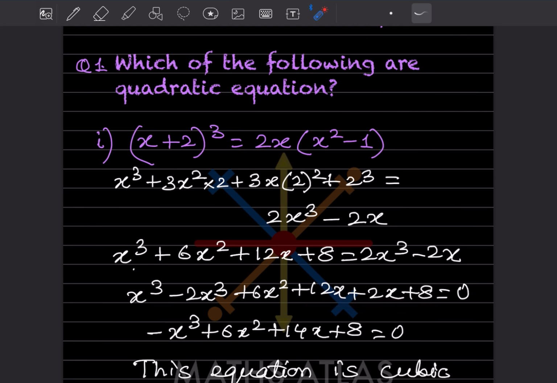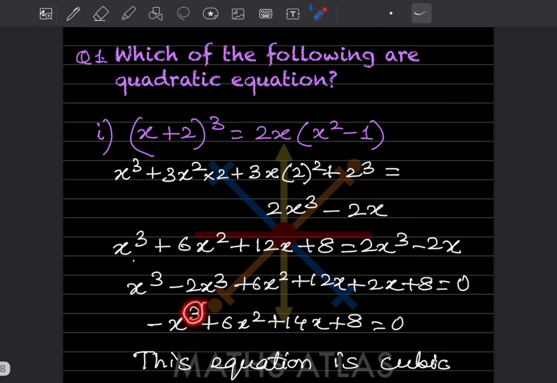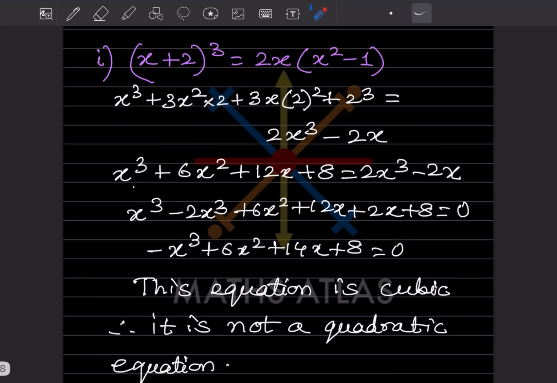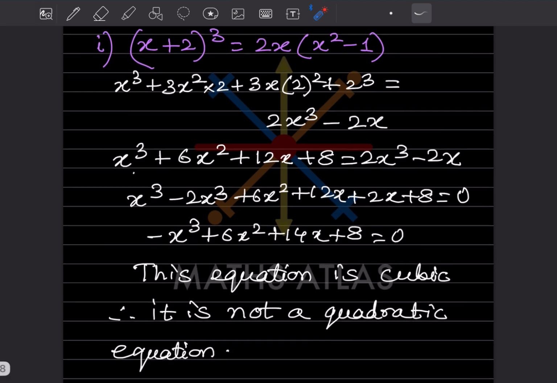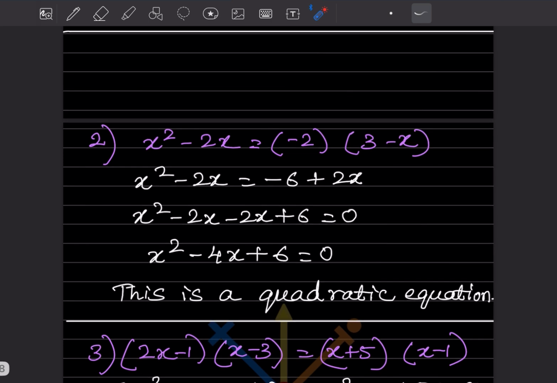Now what you can see, they said which of the following are quadratic equations. Here you can see the highest degree is 3. So we know that the highest degree should be 2 for a quadratic equation. So we can say this equation is cubic, therefore it is not a quadratic equation. Now let us see the next one.